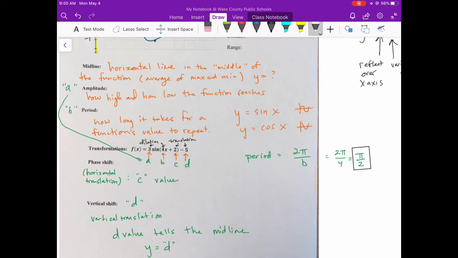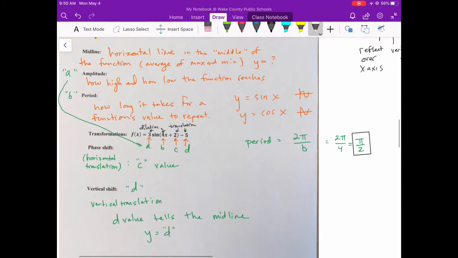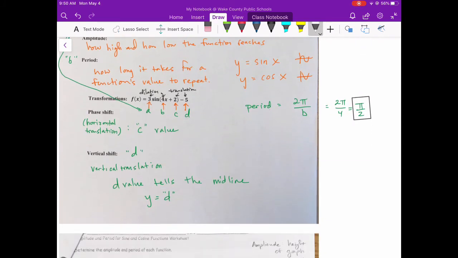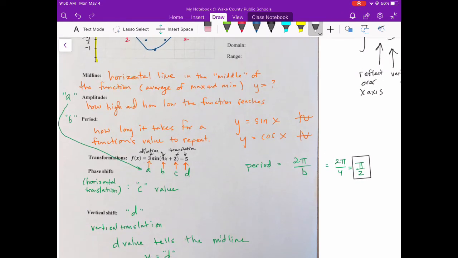All right. The amplitude is how high and how low the function reaches. We talked about that up here. So the maximum and the minimum, how far above and below the midline the function is going. So that's your a value. That's your vertical stretch. Your a value is your vertical stretch. So in this example that I gave you, 3 is your amplitude, which means it's going to go up to 3 and down to -3. That's 3 units above the midline, 3 units below the midline. So not necessarily +3 and -3, but 3 units above whatever the midline is, 3 units below whatever the midline is. Then there's the period.